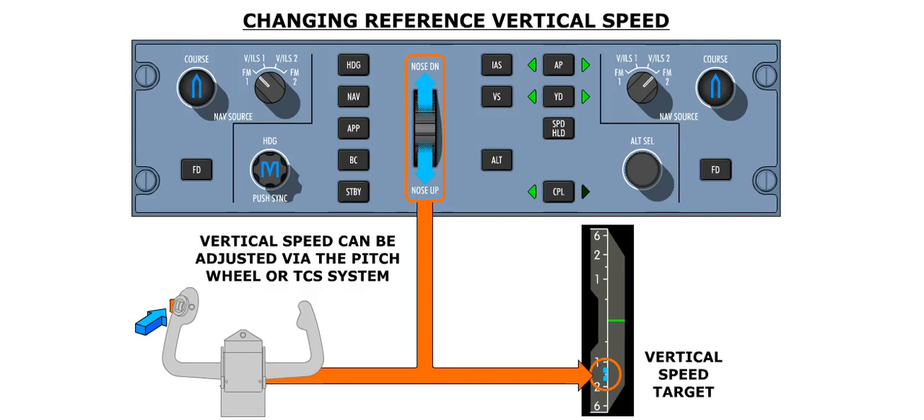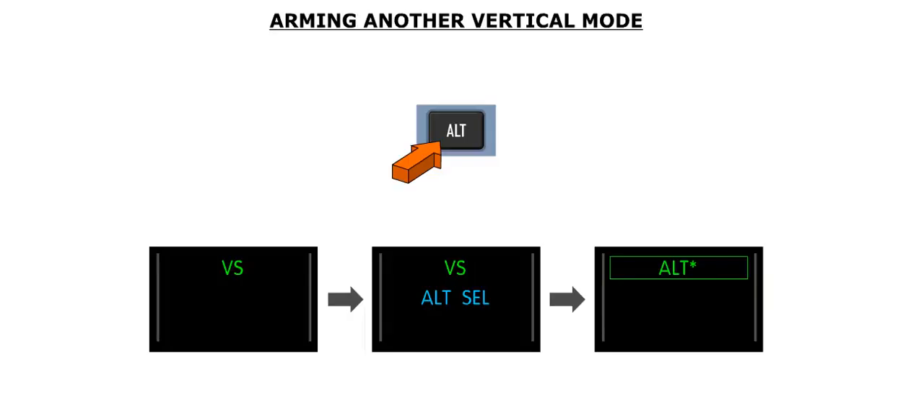The reference vertical speed can be changed by rotating the pitch wheel on the FGCP. Rotating the wheel will maintain the aircraft in the vertical speed hold mode while changing the vertical speed reference value. The selected vertical speed is indicated by a cyan bug on the vertical speed scale of the PFD. The touch control steering, or TCS, system can also be used in the vertical speed hold mode to change the reference vertical speed. Any other vertical mode can be armed while operating in the vertical speed hold mode. Once the new mode is captured, the vertical speed hold mode will automatically disengage.